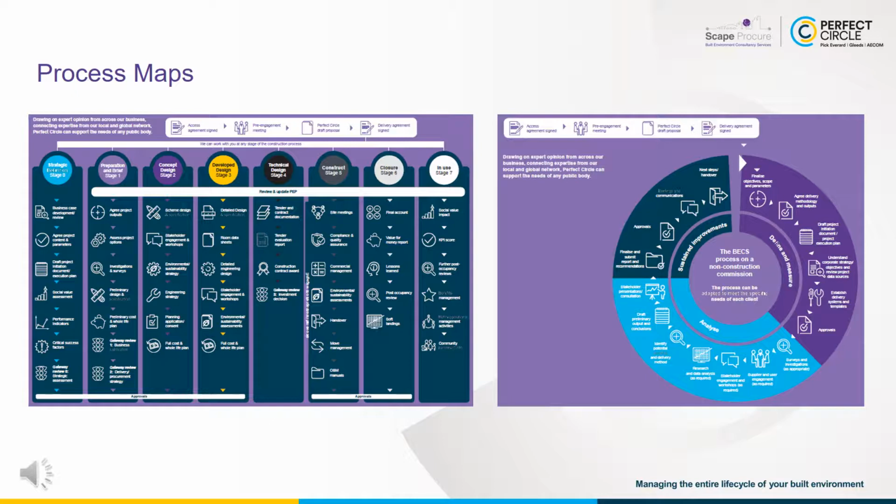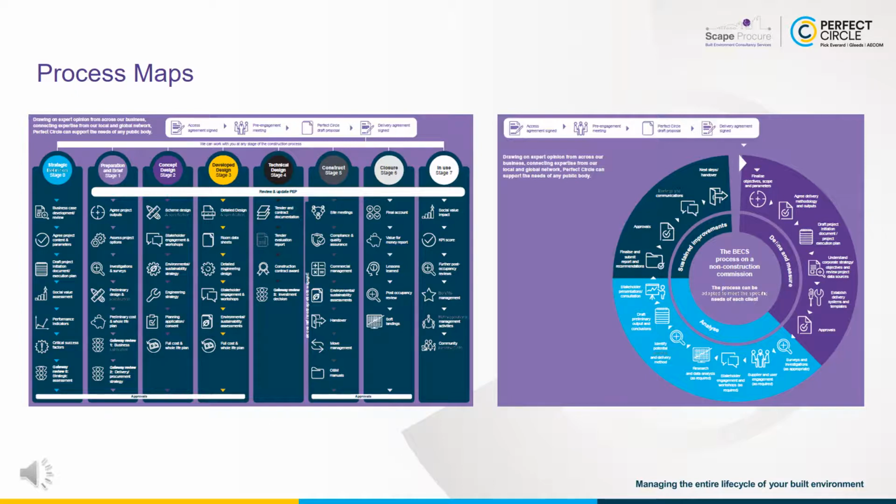Perfect Circle have developed two process maps as shown on this slide. The one on the left is designed to summarize how we would support a client through the construction process. In Scape language, a project. This covers all of the stages from RIBA stage 0 all the way through to stage 7 and summarizes at a high level the activities that are undertaken at each of these RIBA stages.